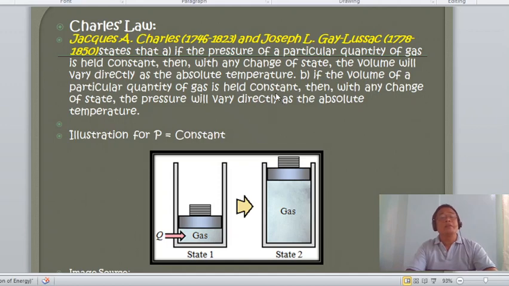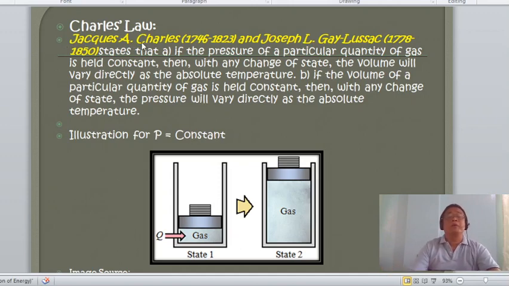This law states that if the pressure of a particular quantity of gas is held constant, then with any change of state, from state 1 to state 2, the volume will vary directly as the absolute temperature. Take note of that. If the pressure is held constant, the volume will vary directly as the absolute temperature.